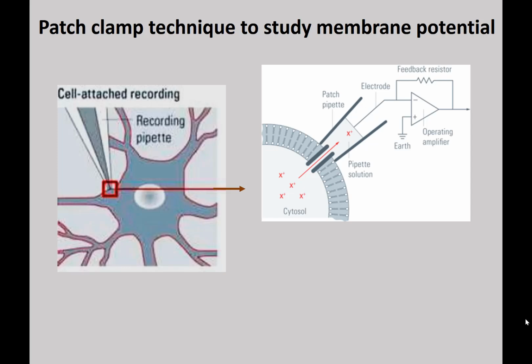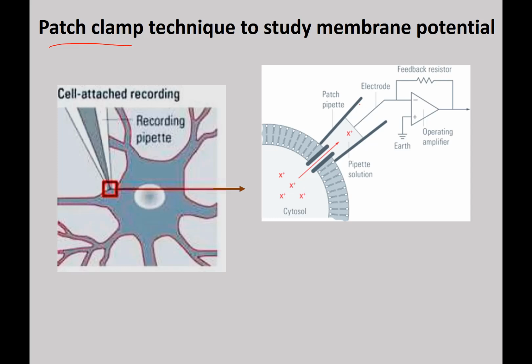So let's talk about the technique that allows you to study membrane potential, and specifically what's happening in the different channels. The technique is called patch clamp, and there are 3 variations we're going to talk about. What I want you to see on this slide is how it's set up.